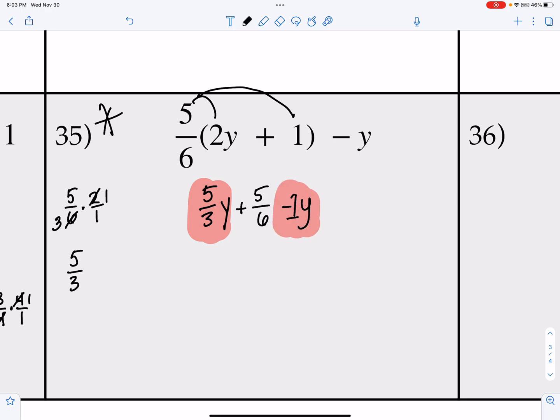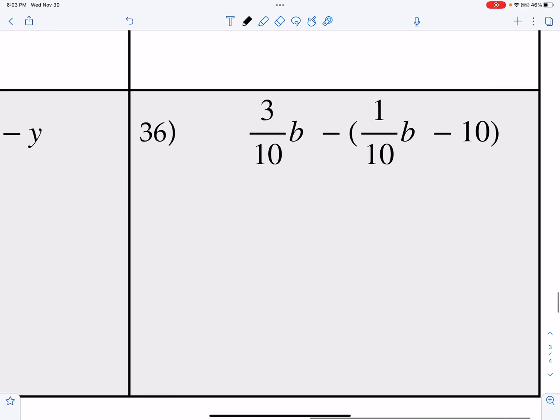So I have 5/3 y minus a 1y. Sort of think through this. I know that 3/3 is 1 whole. So if I take away the 3/3, I end up with 2/3 left of y plus my 5/6. So there we go. All right, number 36.